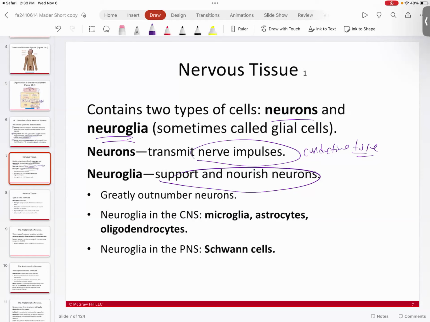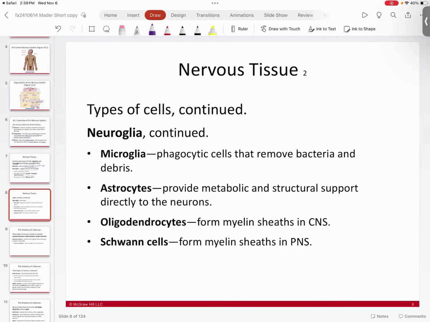Now, the different types of neuroglia that you're going to see in the central nervous system are what's called microglia, astrocytes, and oligodendrocytes. And in the peripheral nervous system, you see Schwann cells. And what we're going to do is we're going to take a look at what each one of these is doing.